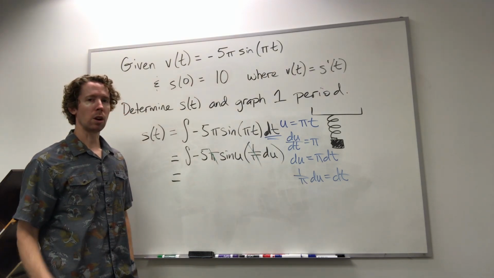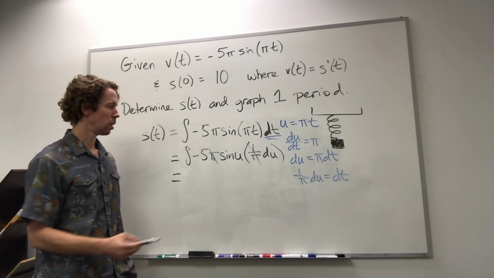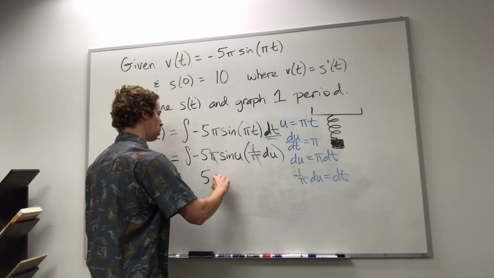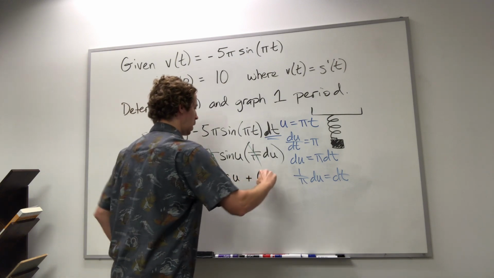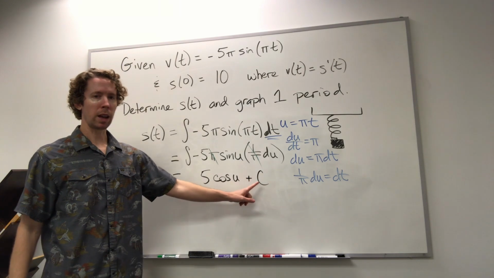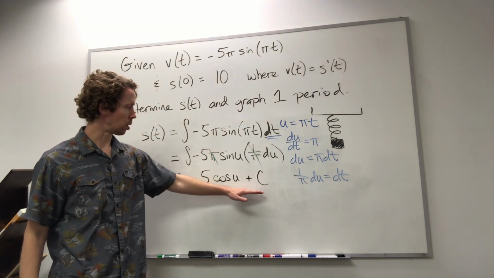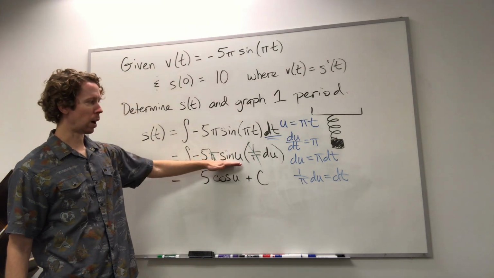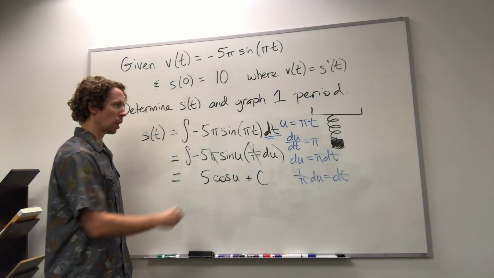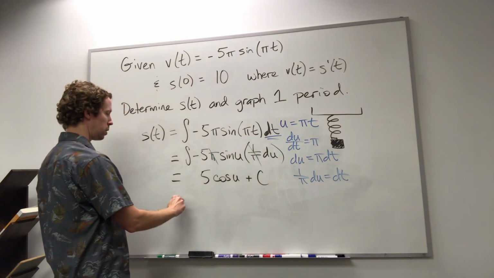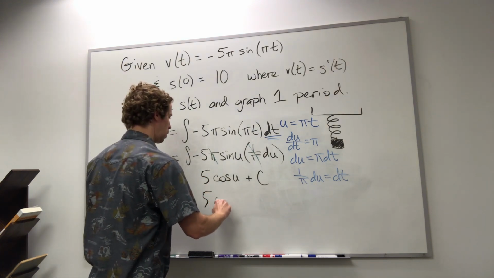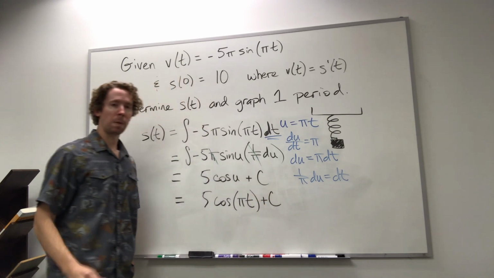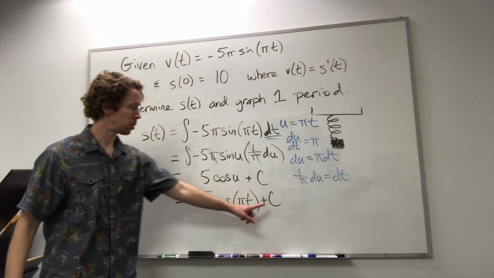Since the derivative of cosine u is negative sine u, I know this antiderivative will just be positive 5 cosine u. And then any constant could be added to that, and the derivative of the constant is 0. So anything of this form would have a derivative equal to negative 5 sine u du. Now let's go back and plug in what u was in terms of t. And that is our position function up to some constant.